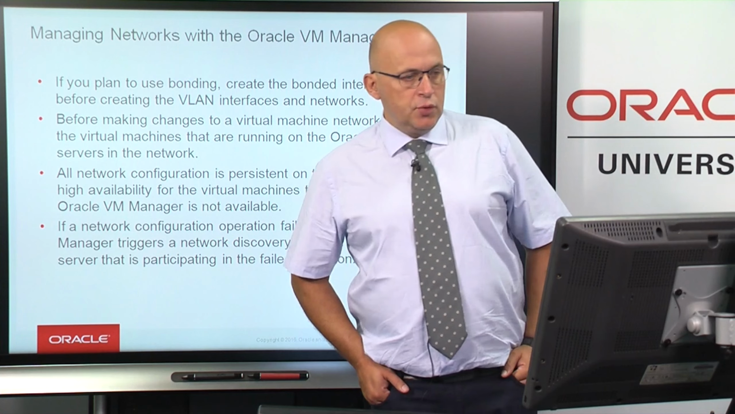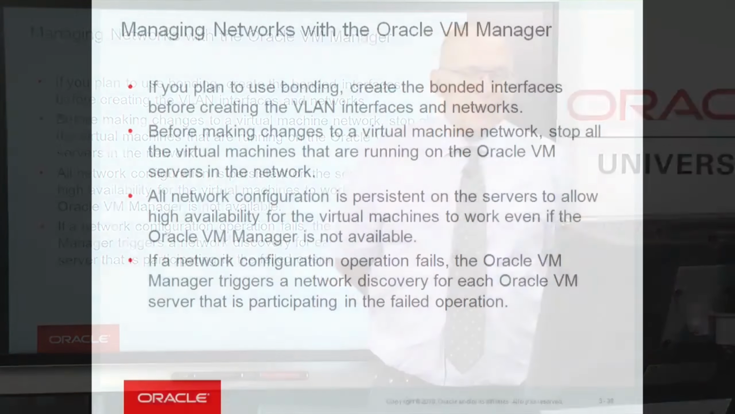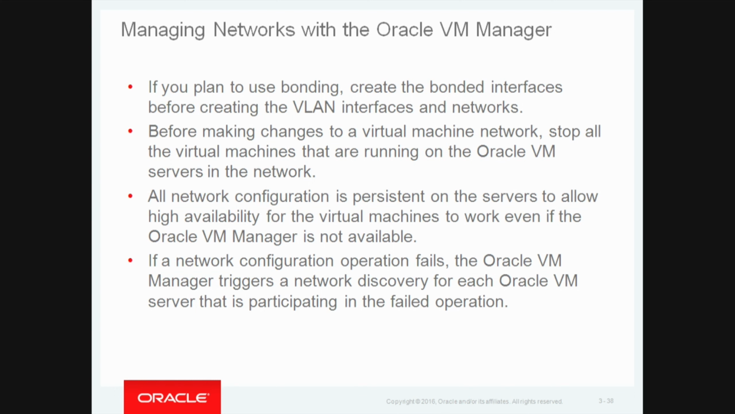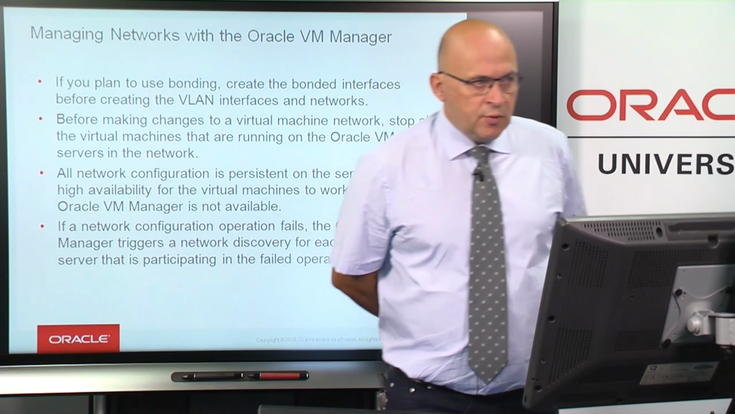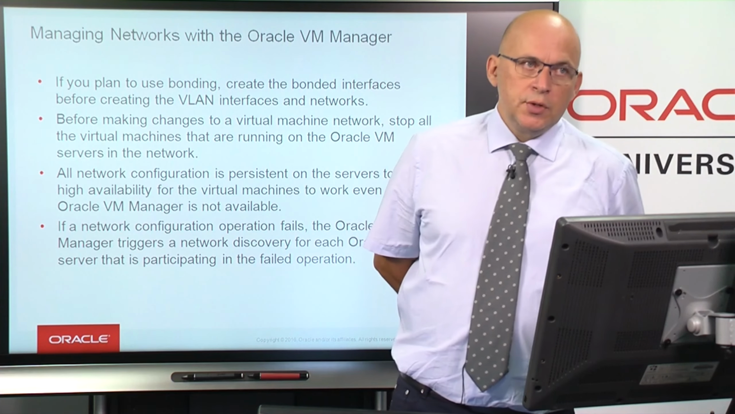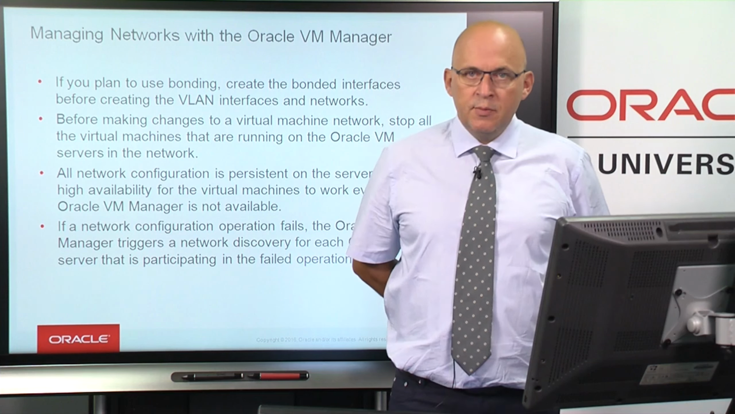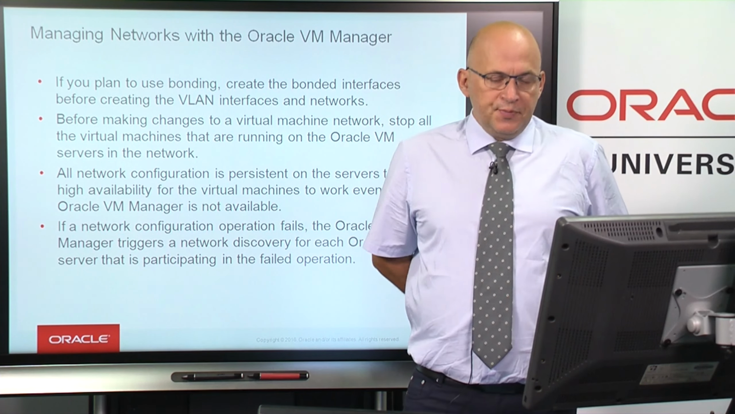So if you plan to use bonding, the bonding interfaces have to be created before the VLAN interfaces and networks. Now, before making any kind of changes to your virtual machine network, because you have virtual machines that are running and using these artifacts, you have to stop them because you might run into other issues, okay? So anytime you make any configuration or deployment of networks, this is persistent on the server. How? Because the manager will deploy scripts, okay? You are not allowed to modify them manually.